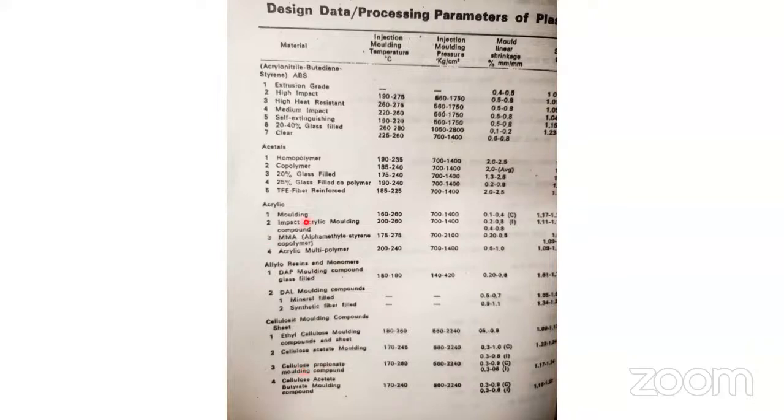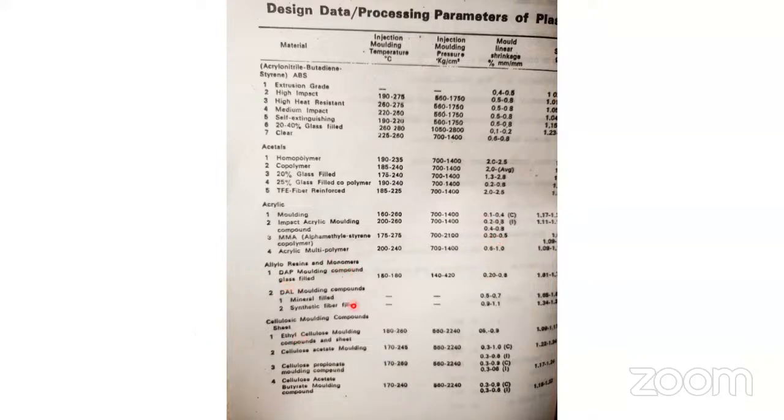Now acrylic. See the acrylic here, temperature 160 to 80 degrees Celsius. Then if you add some impact modifier there, again you have to increase the temperature. Then if you use methyl methacrylate copolymer, then 170 to 276 temperature you have to increase. Then acrylic with multipolymers 200 and 240. See the pressure here increasing only by addition of the MMA. Shrinkage in this case is lower.